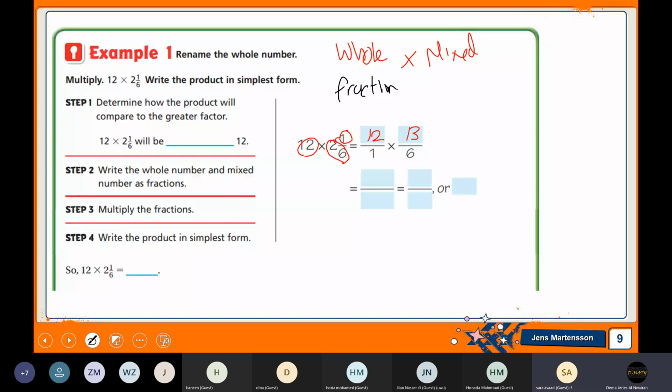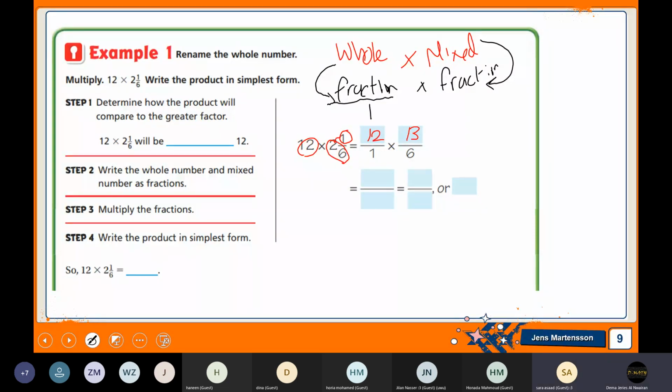How to convert a mixed number to a fraction? As we said, we multiply the whole number by the denominator, then we add the numerator. So how to write the whole number as a fraction? What will you put as the denominator? 1. Good job. You just put the whole number over 1. The mixed number, you know how to write as a fraction. When you make both of them fractions, you can multiply now.